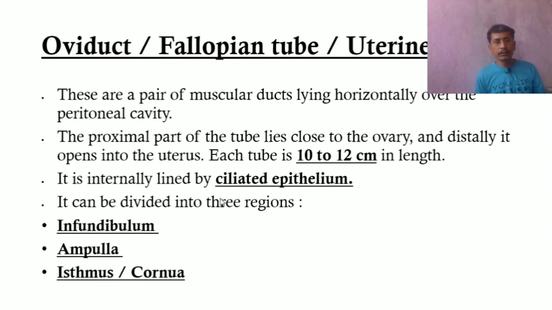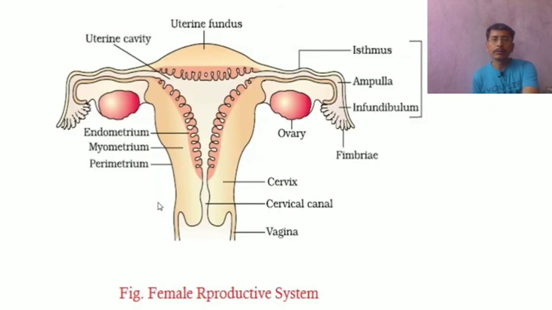Then this oviduct consists of three parts: the infundibulum, ampulla, and isthmus. Now let's see. This is the ovary releasing the ovum which enters into this fallopian tube, and the fallopian tube consists of three parts: infundibulum, ampulla, and isthmus. The infundibulum is the first part, the exterior part. At the end of this infundibulum, finger-like projections appear. This membrane becomes finger-like projections, known as fimbriae, and it is a funnel-shaped structure. Its function is to receive the ovum released from the ovary.